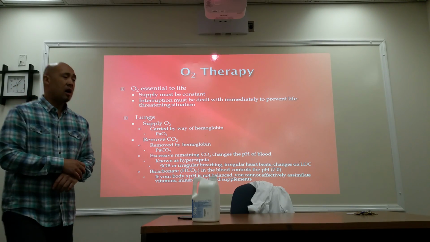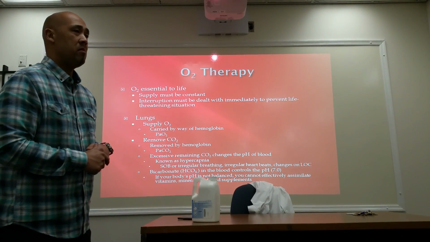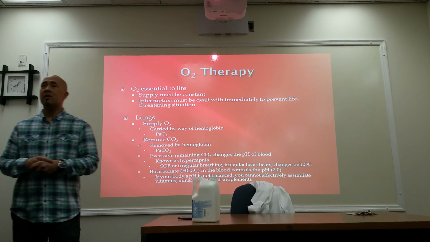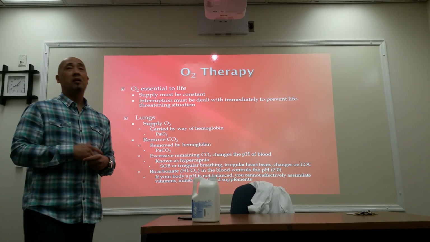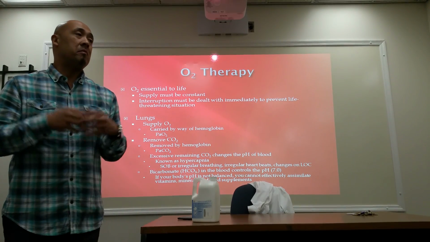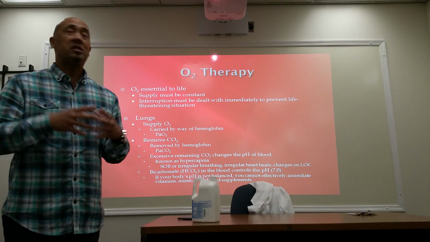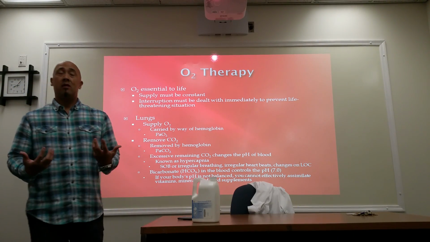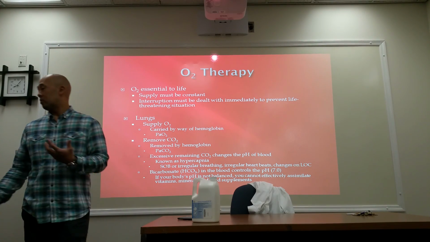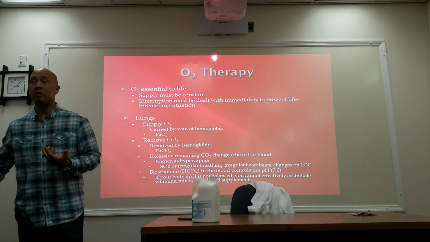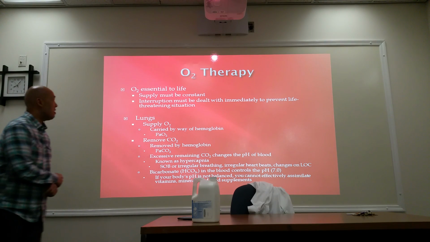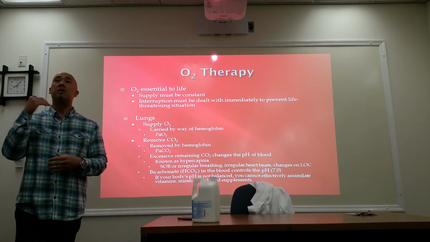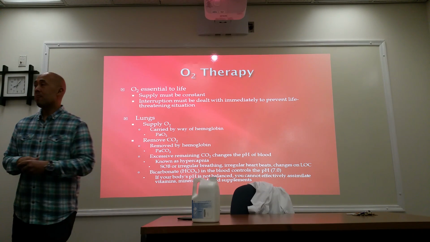First, let's talk about oxygen therapy. Patients will come down with a nasal cannula hooked up to an oxygen tank, and as we know, oxygen is probably the main source of a substance that keeps us alive, right? That's why we breathe. That's why we have a heartbeat. We need oxygen to nourish our vital tissues and organs. So it's very essential to life, and the supply must be constant and must not be interrupted.